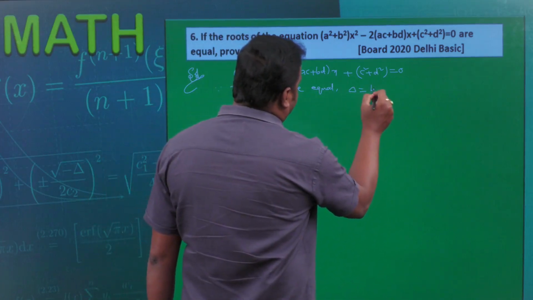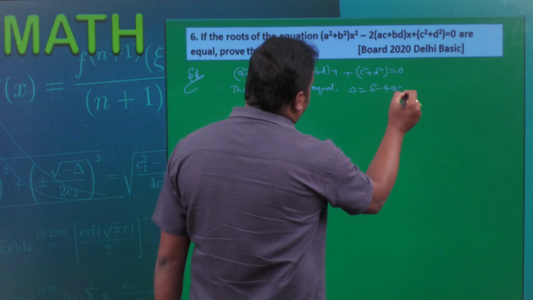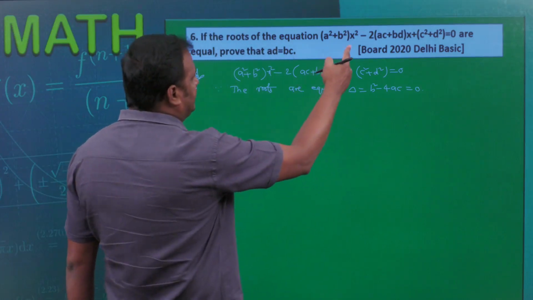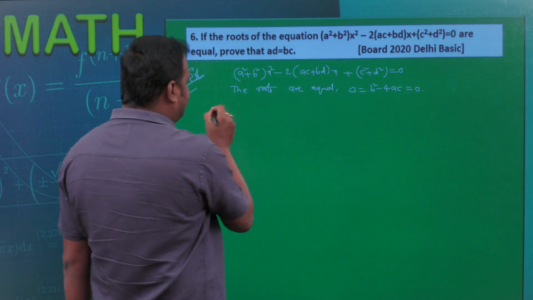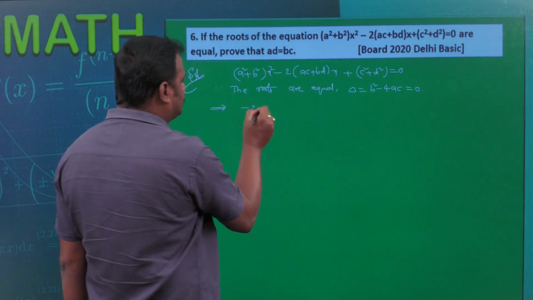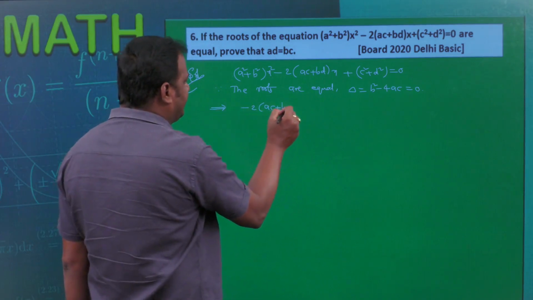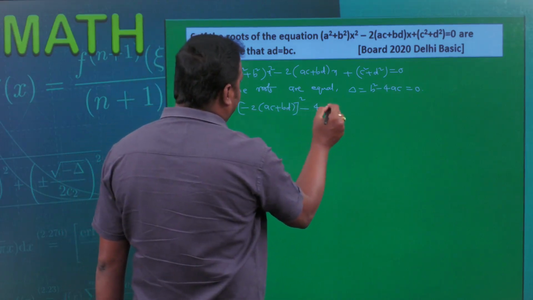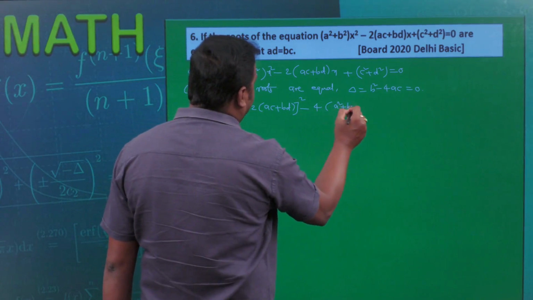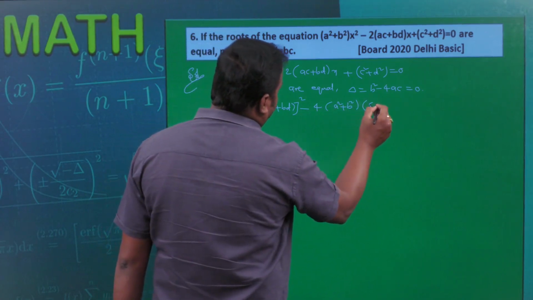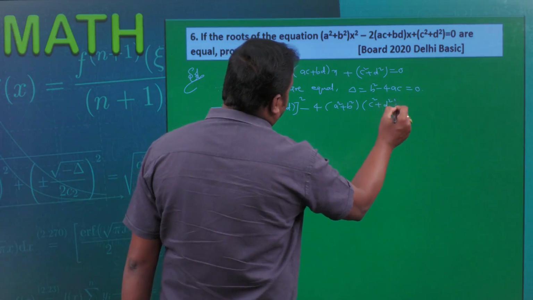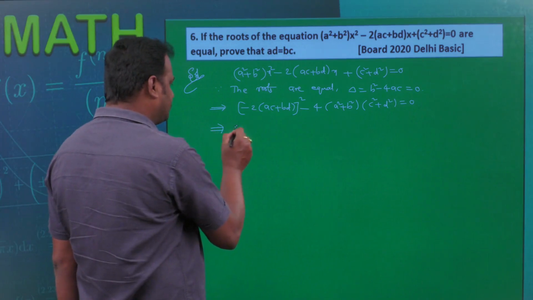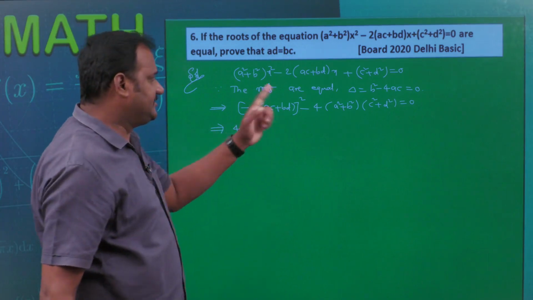So since the roots are equal, delta is equal to b square minus 4ac, which is equal to 0. So what is b here? Minus 2 times (ac plus bd). So that implies minus 2 times (ac plus bd) whole square minus 4ac, where 4 into a is (a square plus b square) into c is (c square plus d square), is equal to 0. Again, minus 2 whole square is 4, so 4 times (ac plus bd) whole square.